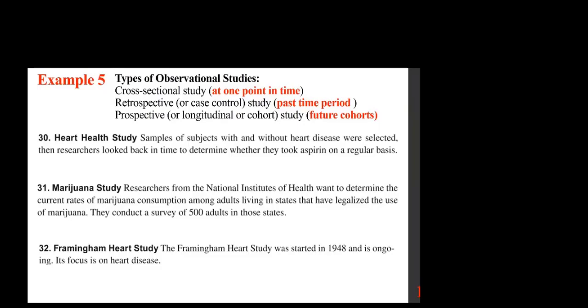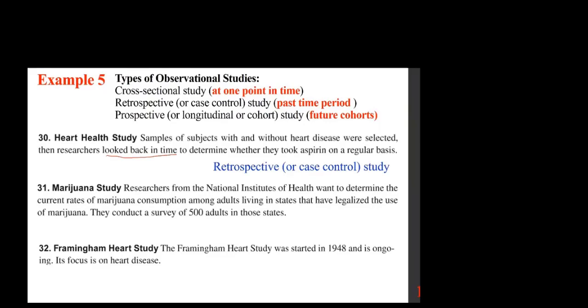Heart health study. Samples of subjects with and without heart disease were selected. Then researchers looked back in time to determine whether they took aspirin on a regular basis. Thanks. What do we have? Retrospective.